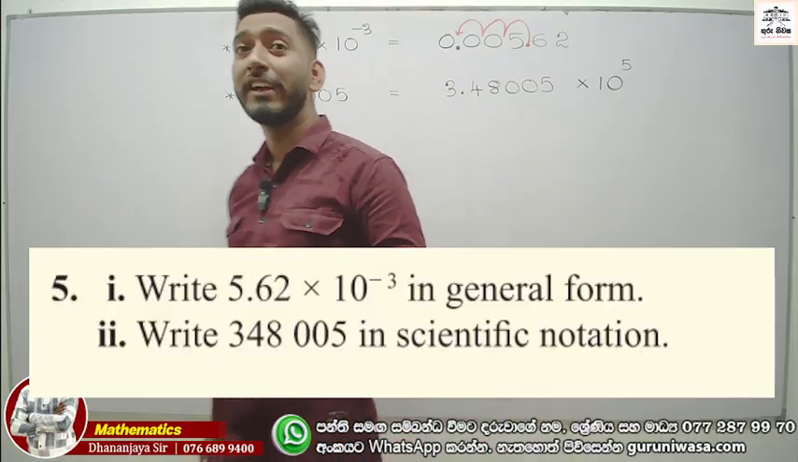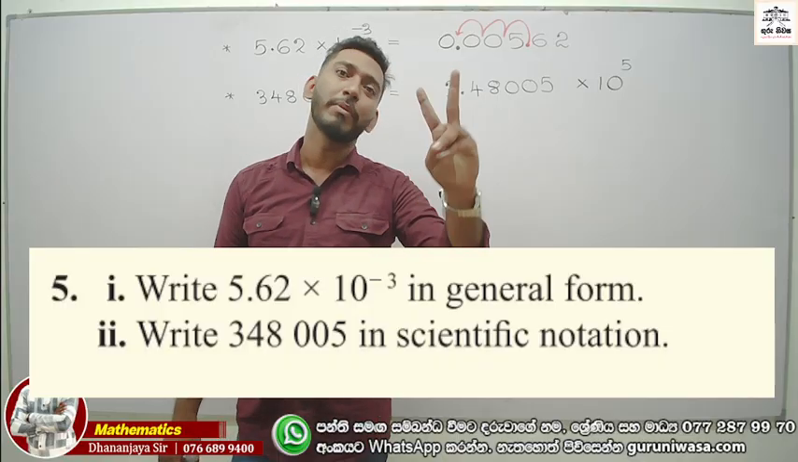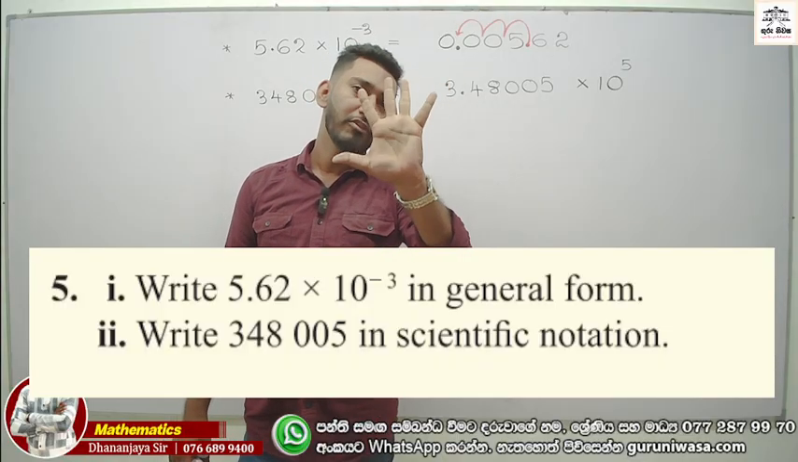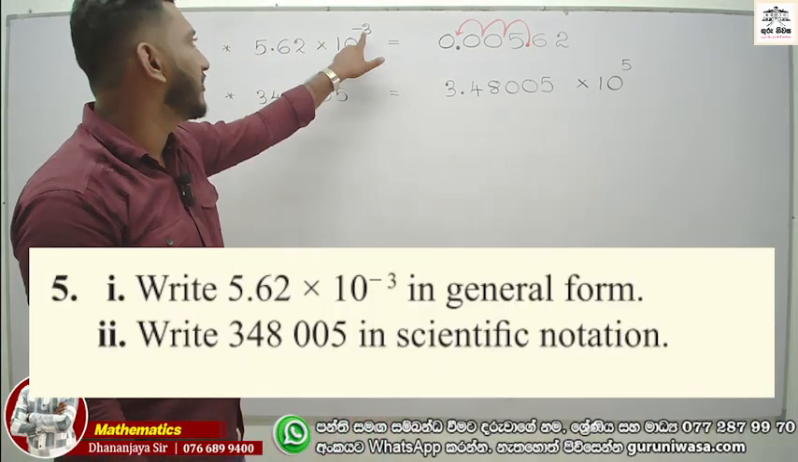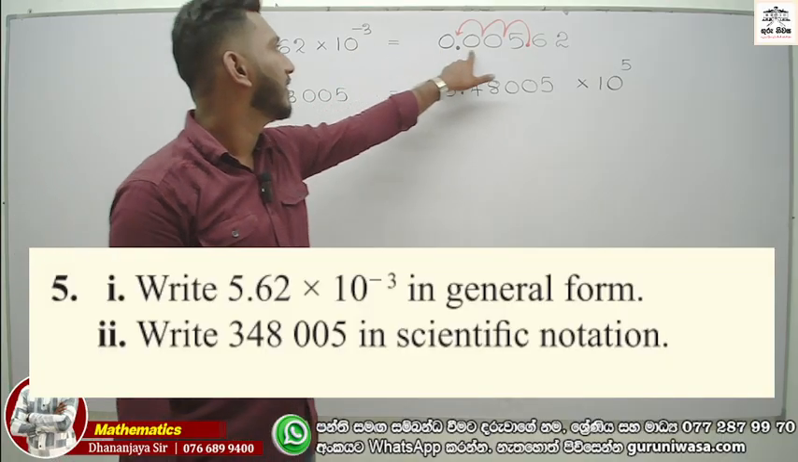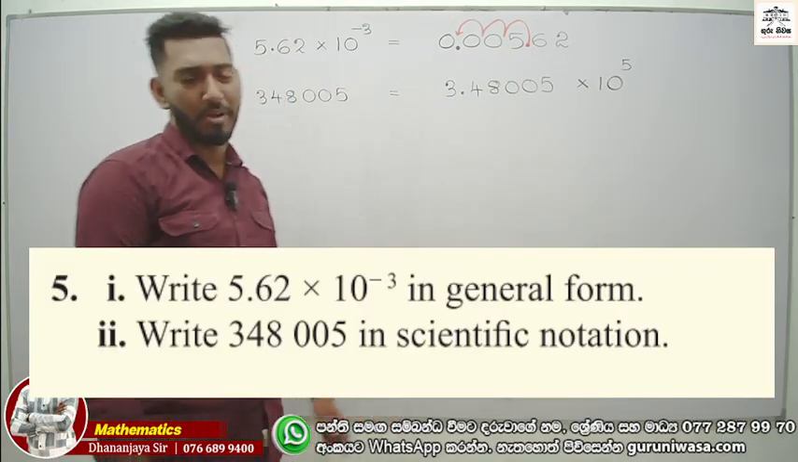If it is a 3-digit number, 10 to the power of 2. If it is a 5-digit number, 10 to the power of 4. If it is a negative one, you need to put the equal zeros.